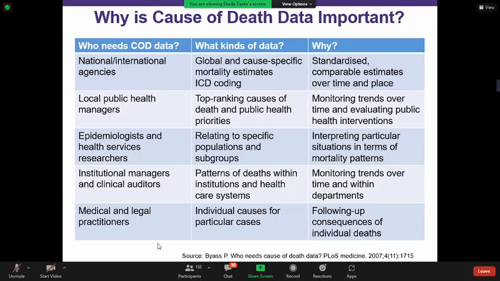For the medical and legal practitioners, especially for individual causes in particular cases, it is for following up the consequences of individual deaths. So for the cause of death, if there's a question, especially for medical legal cases, it's really very important to document the cause of death. Fortunately, now there's at least enhanced training on medical legal examination, but during our time, medical legal was really a big puzzle.